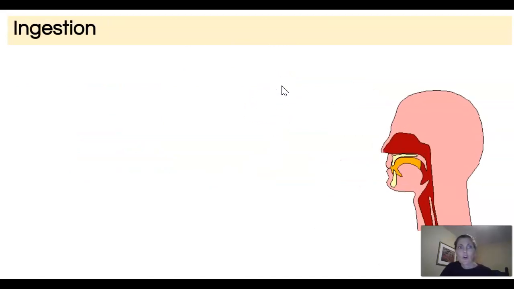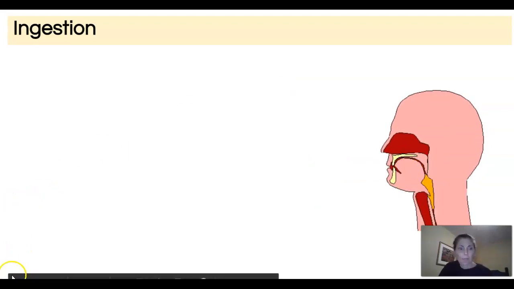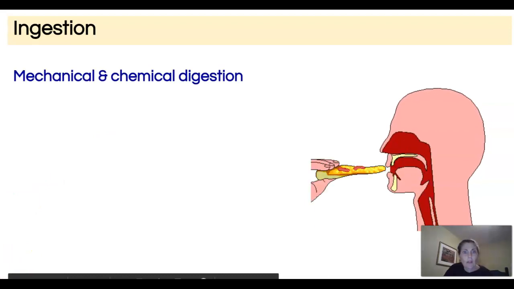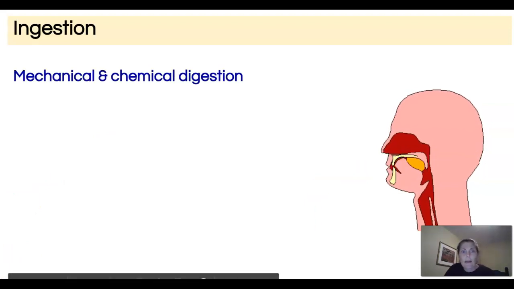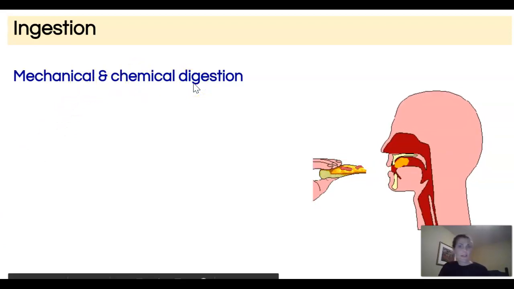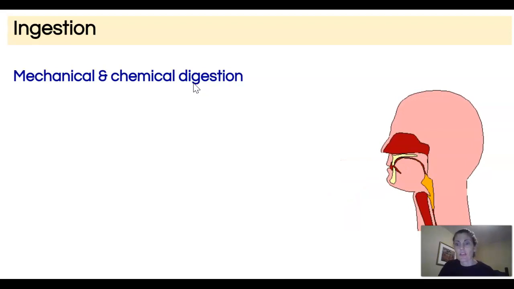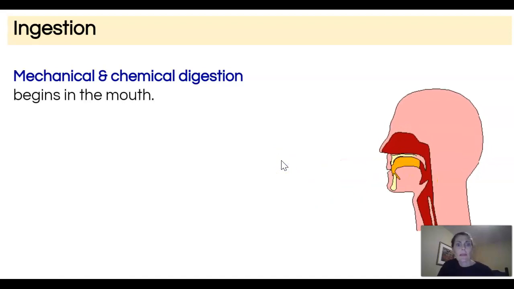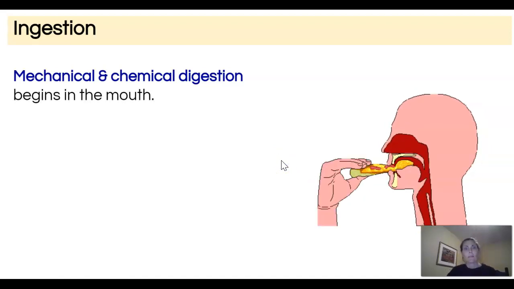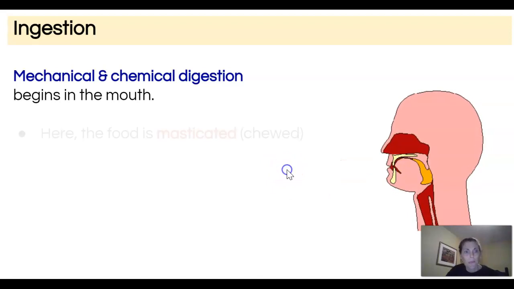Okay, so we're going to talk about ingestion first. And we're going to again come back to and differentiate between mechanical and chemical levels of digestion happening at this stage. So ingestion, of course, we see somebody eating a nice piece of pizza, chewing it up, rolling it into a ball with their tongue, and then swallowing it. That mechanical and chemical digestion actually begins in the mouth.